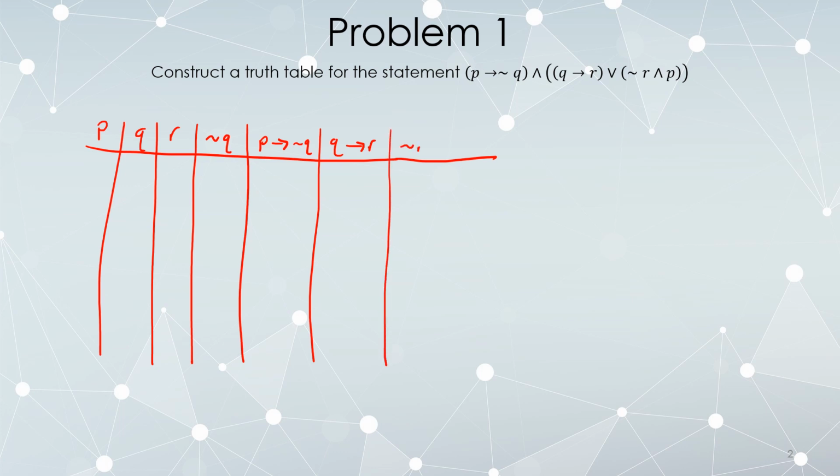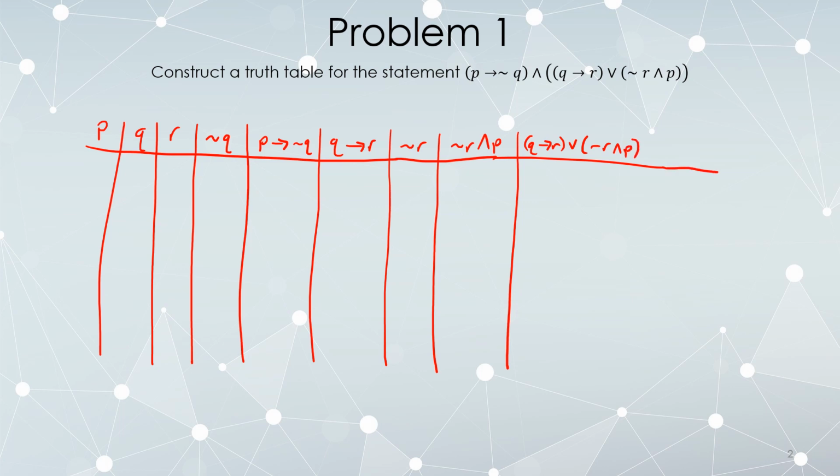Once we declare not R on its own, we can also construct not R and P. Once we have both Q implies R and not R and P, we can make the disjunction of Q implies R or not R and P. Finally, once we have that constructed, we can go ahead and make P implies not Q and exactly what we just made, Q implies R or not R and P.